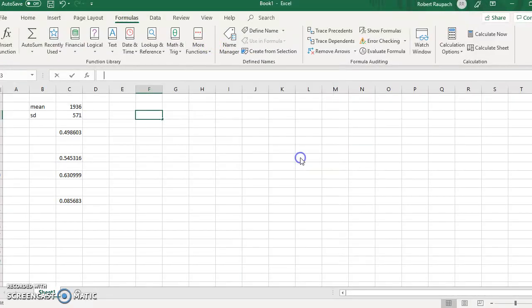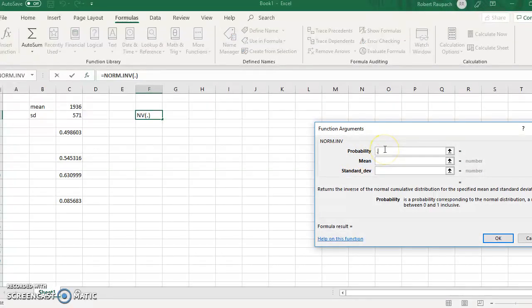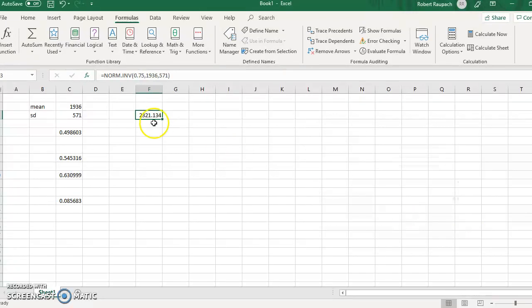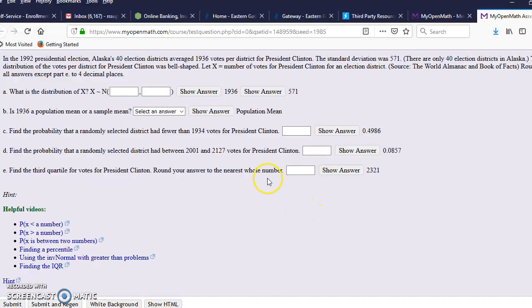So norm inverse. So the probability is 0.75. That's the third quartile. And again, the mean, 1936. Standard deviation, 571. And you round that to whatever they tell you to, 2321. Round to the nearest whole number, 2321. And that's how you do this problem. Hope that helps.